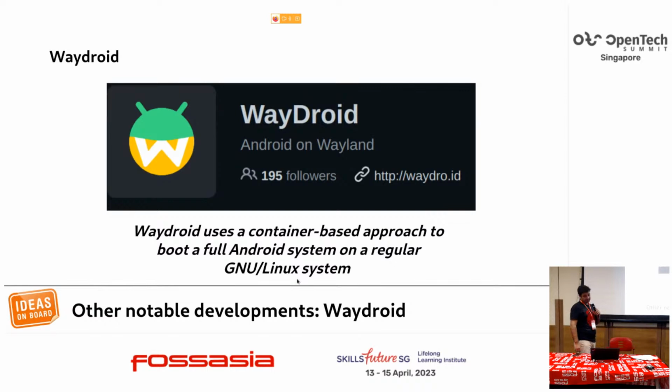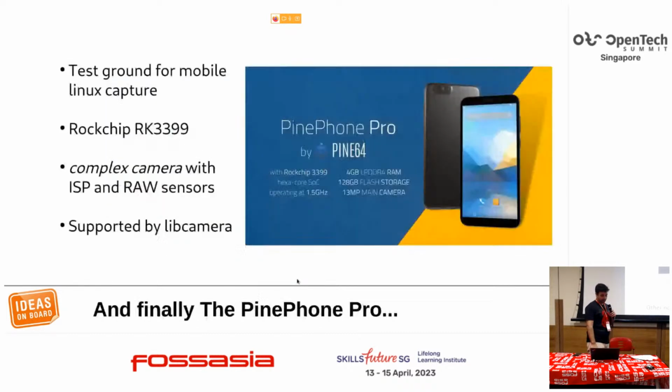Waydroid is a container-based approach to having an Android system on your regular GNU Linux system, and we tried and integrated libcamera in Waydroid, so you have a LineageOS image running on your GNU Linux system, where it accesses the camera through libcamera. And I think this is the last one.